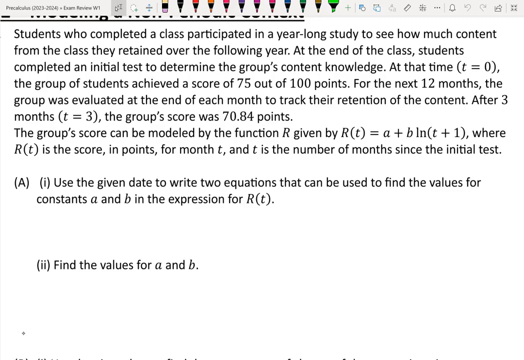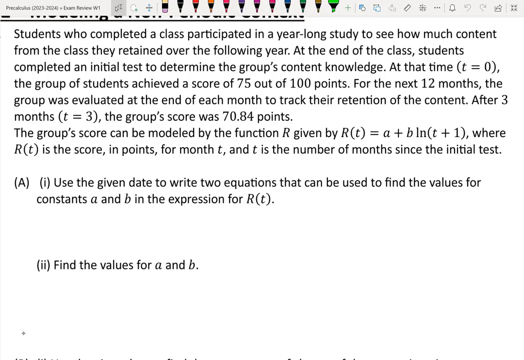So let's go ahead and look at this. We're talking about students who completed a class, then participated in a year-long study to see how much content from the class they retained following the year. So that'd be like you guys. We're completing the year of pre-calculus, and next year you decide to participate in a study to see how much pre-calculus you remember over the course of the year. Sounds fun and exciting, right? I thought so. Everybody's jumping up and saying, yes, I want to do this.